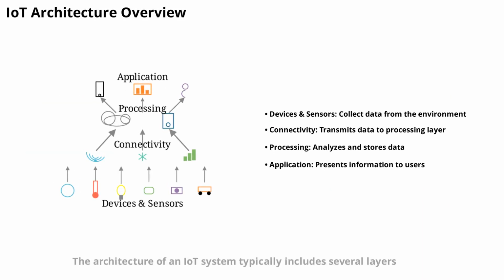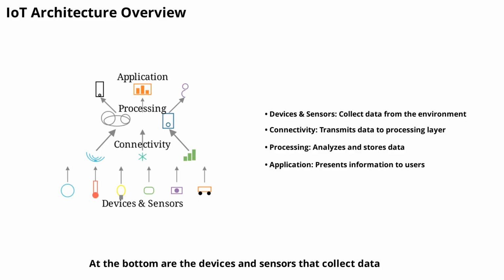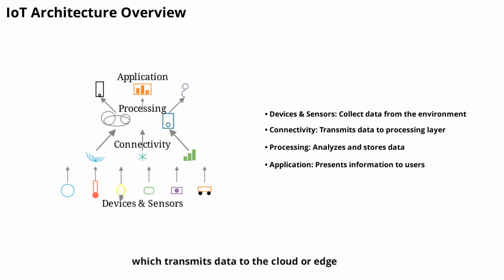The architecture of an IoT system typically includes several layers. At the bottom are the devices and sensors that collect data. Next is the connectivity layer, which transmits data to the cloud or edge. The processing layer analyzes the data, and finally, the application layer presents information to users. This layered approach helps organize complex IoT systems and ensures scalability and security.